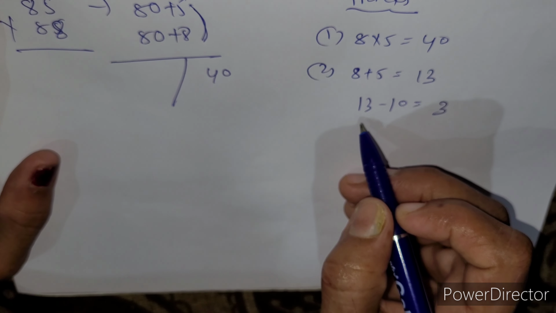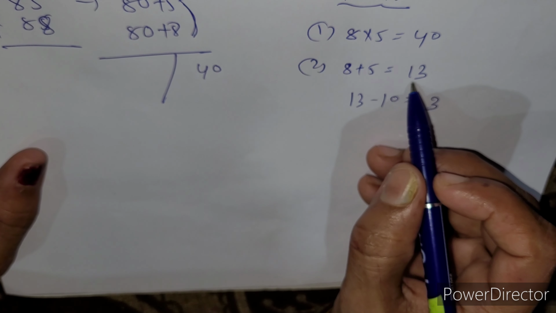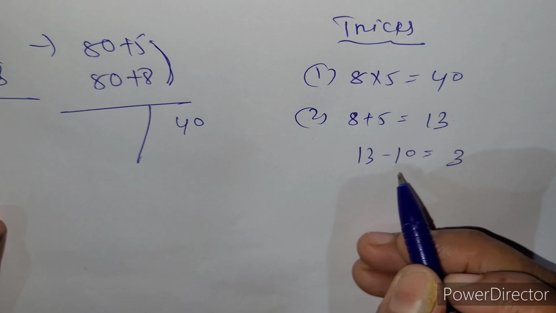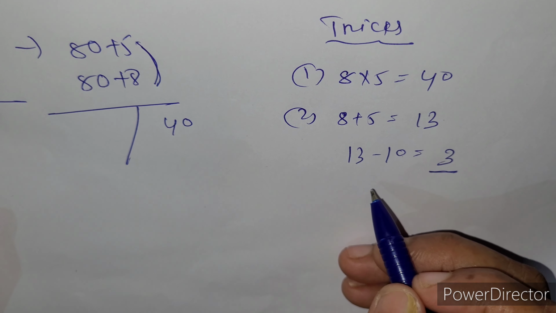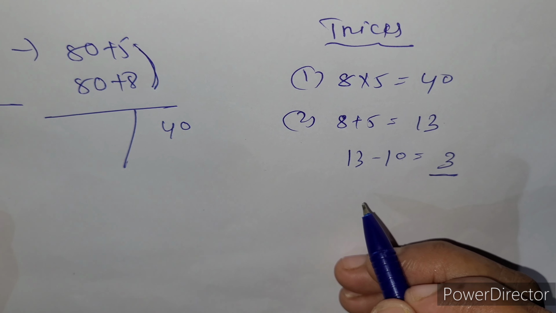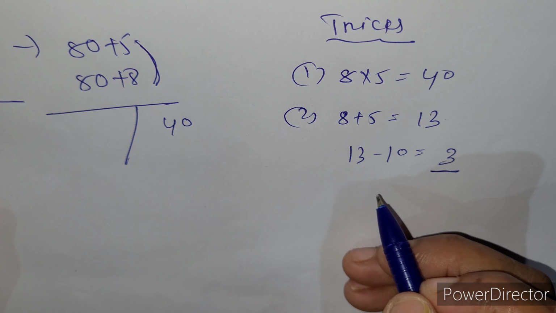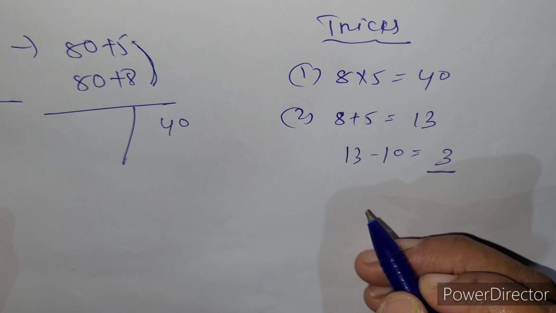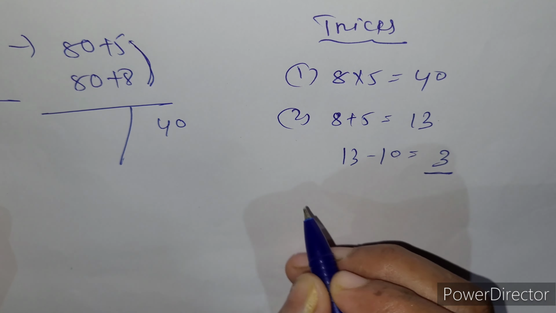Then multiply the result with 80. After subtracting, multiply the result 3 with 80. Look, 80 into 3 is 240.